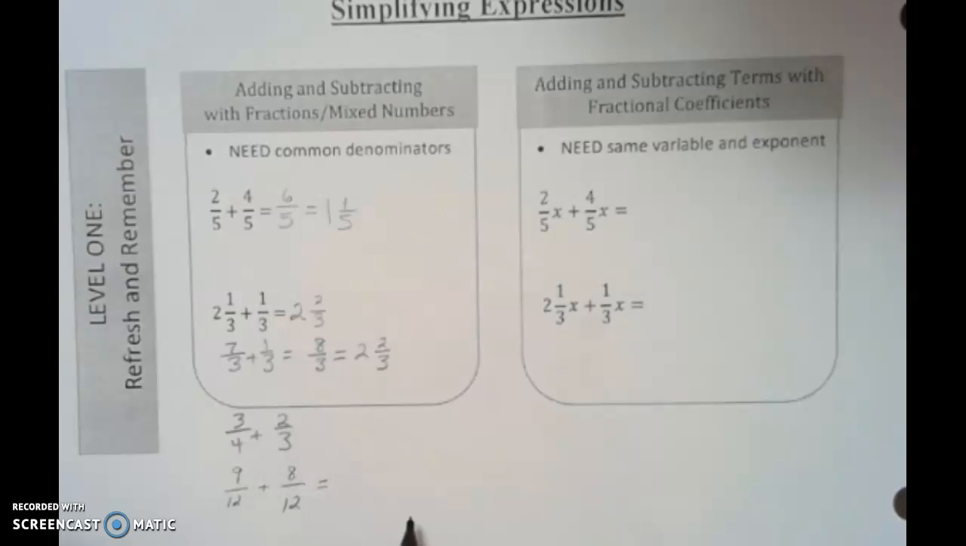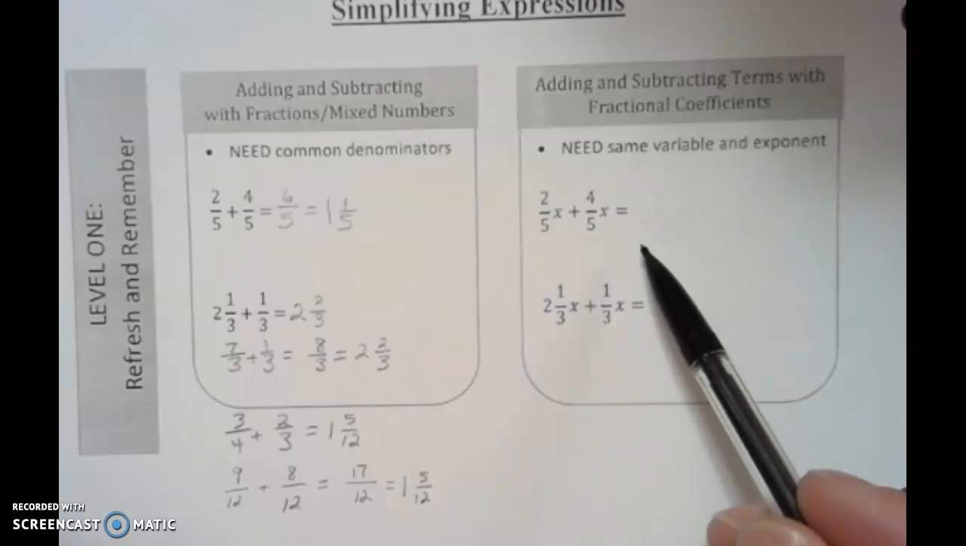And now I would add these together. 9/12 plus 8/12 is 17/12. And now 12 goes into 17 once, with 5/12 left over. So if you add 3/4 with 2/3, you get an answer of 1 and 5/12. Okay, and so that's basically what we were doing back in the first topic. We were adding and subtracting with fractions.